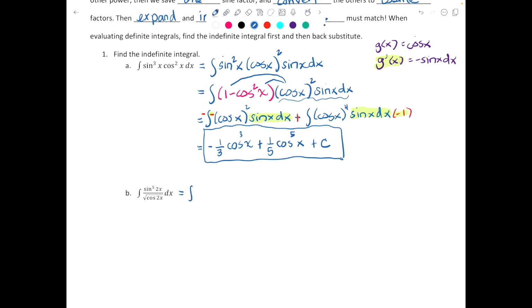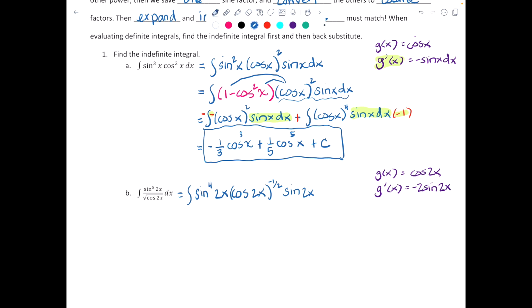We're going to have the integral of sine to the 4th power, our angle is 2x, times cosine at 2x to the, I'll put it in parentheses, negative 1/2 power, times sine at 2x. So in this case, our g of x is cosine at 2x. So be careful. G prime at x will be equal to negative 2 sine at 2x. It's really easy to drop those coefficients to the angles, so be careful.